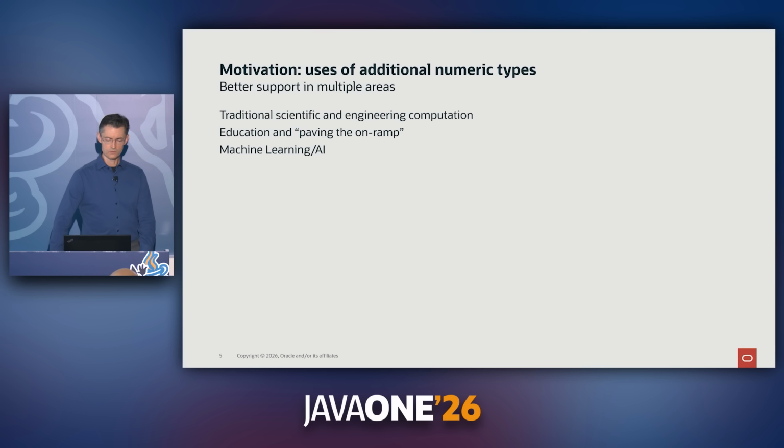So why do we want to have more numeric types in the platform? Numeric types are very useful in different application areas. They're useful for traditional scientific and engineering computation. They're useful in an education setting and paving the on-ramp to bring the next generation of Java developers on board. And they're also useful in machine learning and AI. Machine learning and AI tends to benefit from smaller types than we typically have on the platform today.